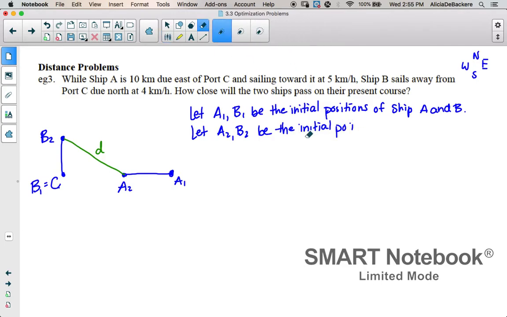Initial. I don't know what's going on with my tablet.